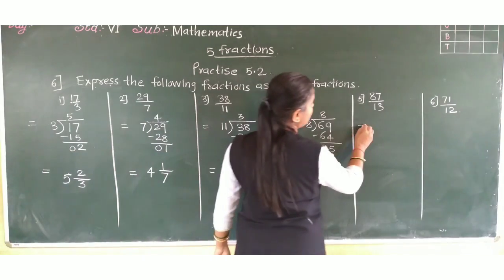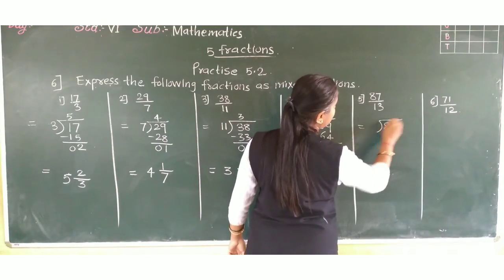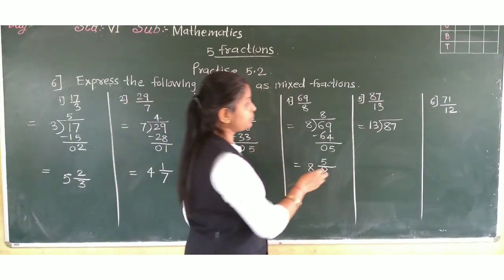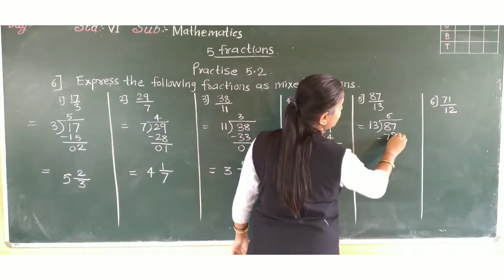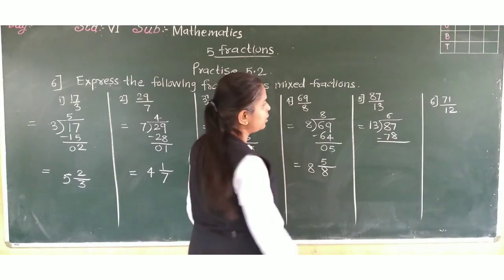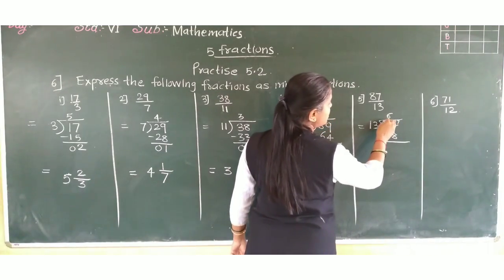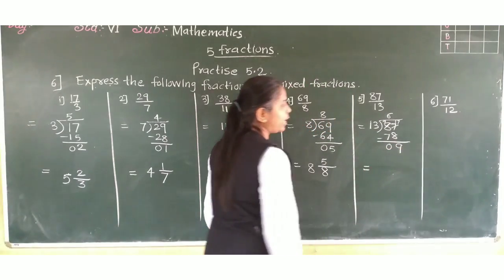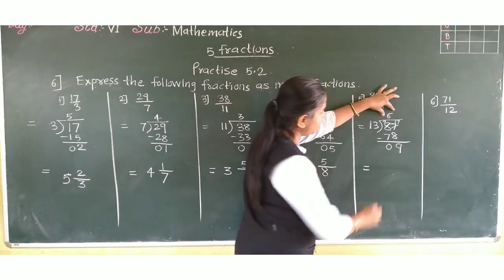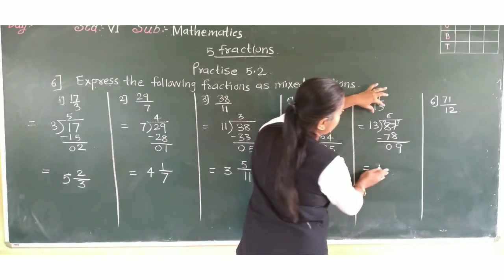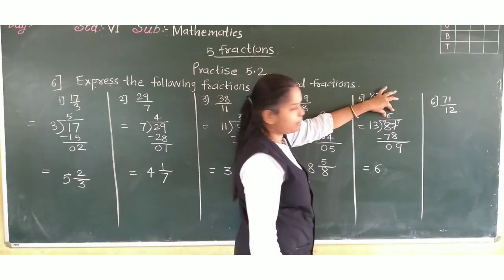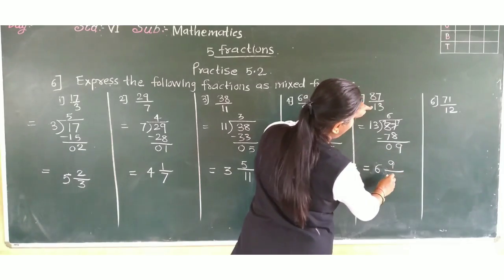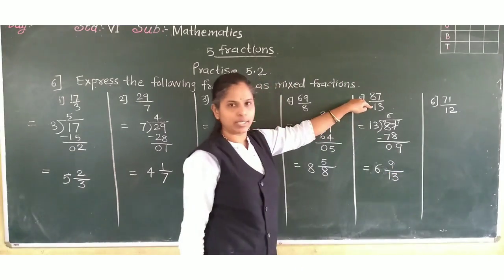Next, 87. So divide 87 by 13. 13 6s are 78. Correct? Now, subtract: 87 minus 78, 9. So, how to write it now as a mixed fraction? Sorry, the quotient is 6. You will have to write it as the whole number, remainder as the numerator, and denominator 13 will be as it is.